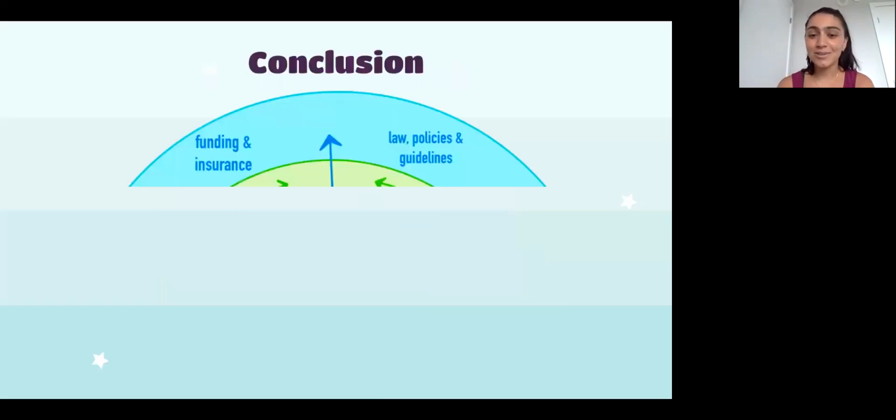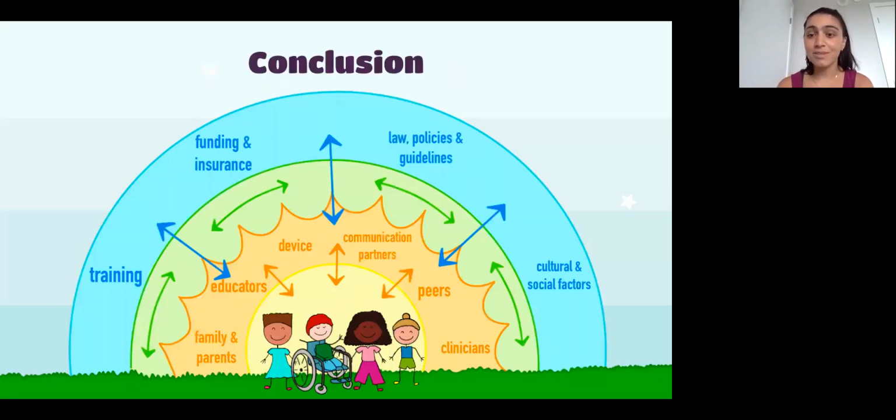So to conclude, as our presentation comes to an end, we did just want to tie everything back to this image that you see. As we can see, it does resemble the Bronfenbrenner model with the themes that we came up with and the arrows that represent the dynamic interaction between the themes within the model.